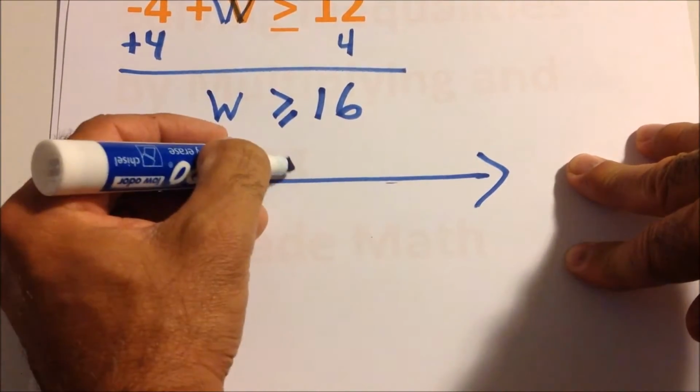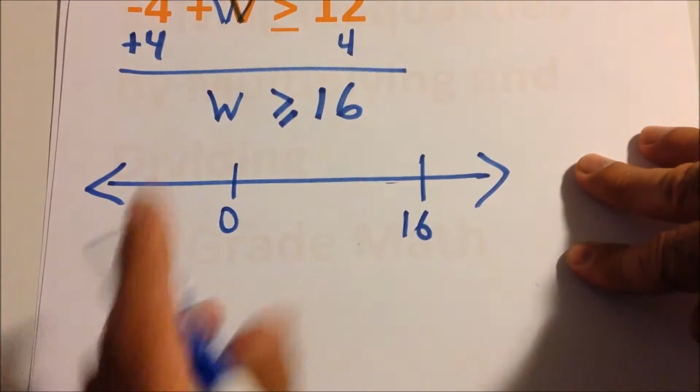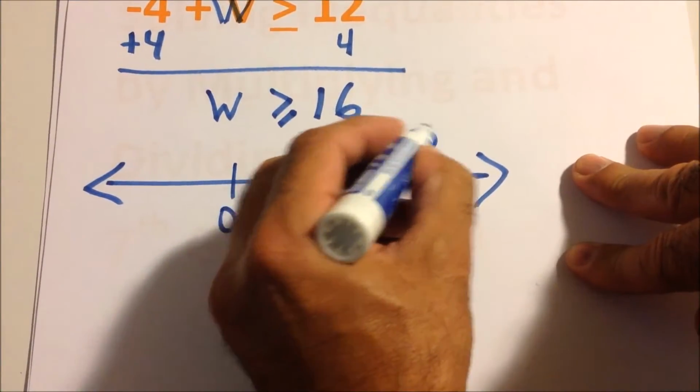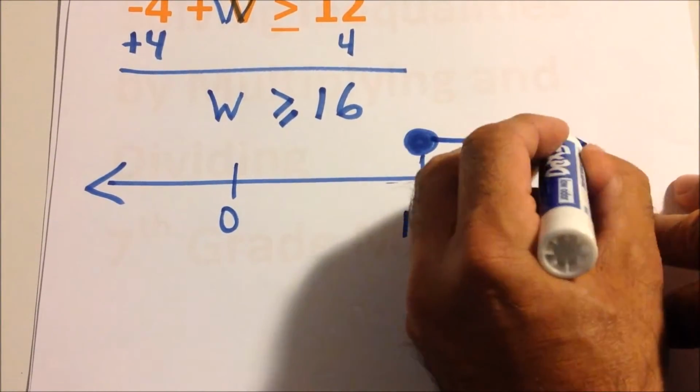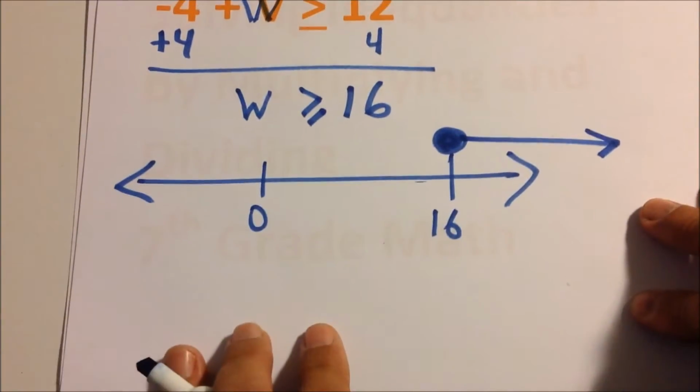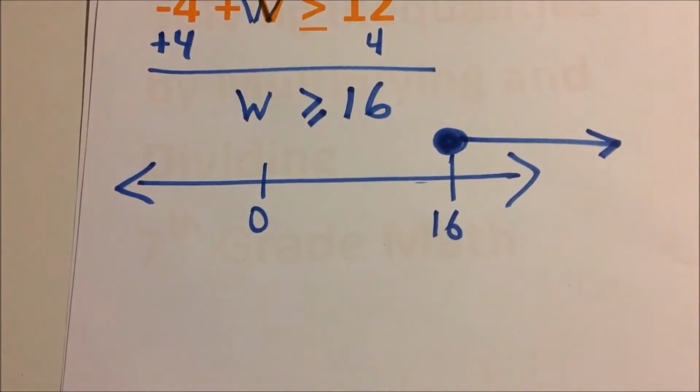Put that 0 there, and we can say that's 16. Now we're saying it's greater or equal, so we can circle in. And so w is going to be greater or equal, so the line goes that way. Okay, so that's with addition. It's the same with subtraction.